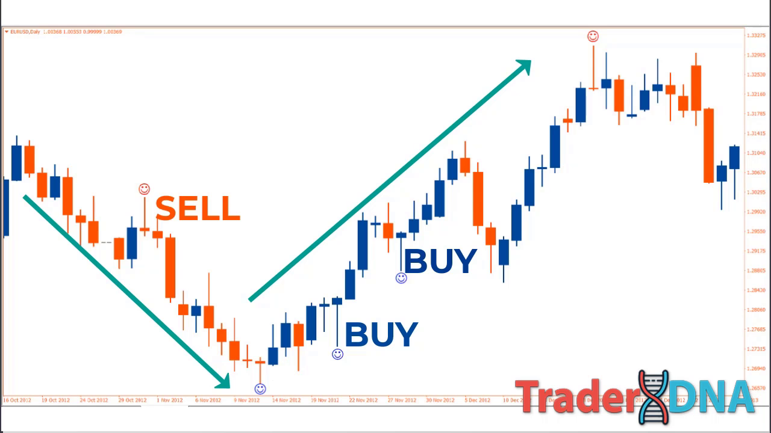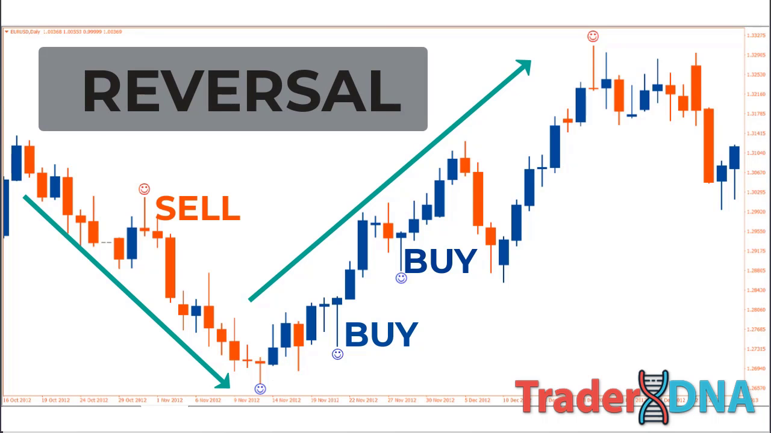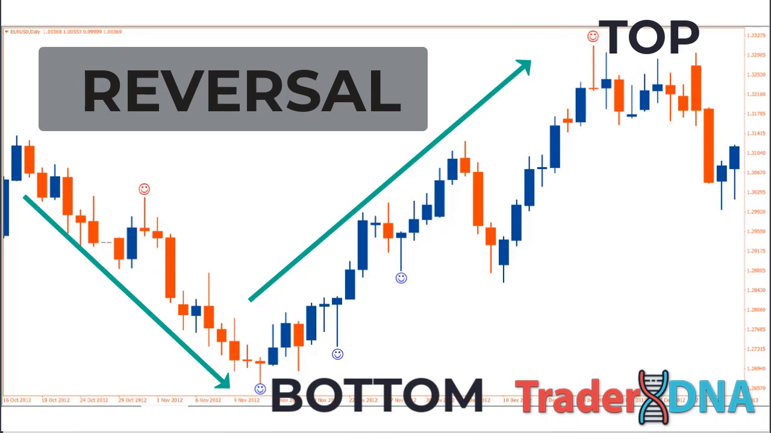Second, pin bars basically show a reversal in the market, so they are a very good tool for predicting the near-term and sometimes long-term direction of price. They often mark major tops or bottoms or turning points in a market.